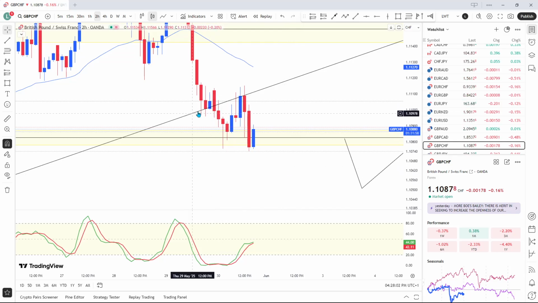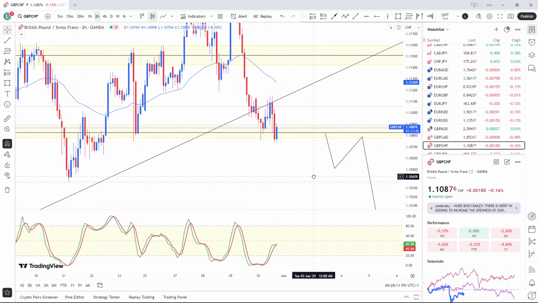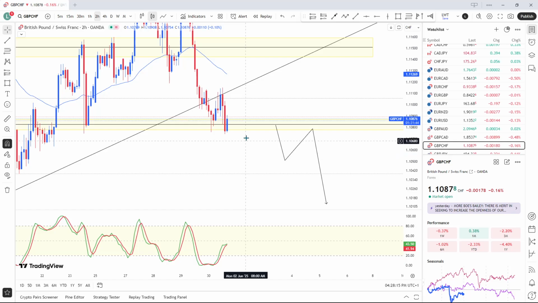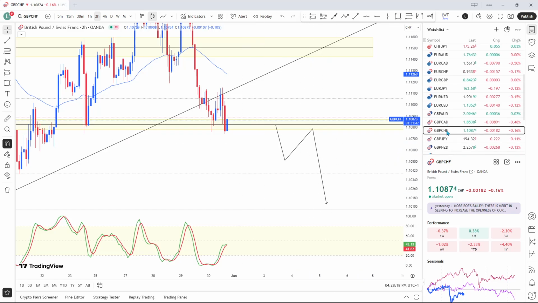Anyway, it broke the trend line, tapped into the support, went back up, tapped into our trend line, and then back down to the support. So that is literally textbook right there. I would consider, as I've already drawn, break, retest, ride the sell.